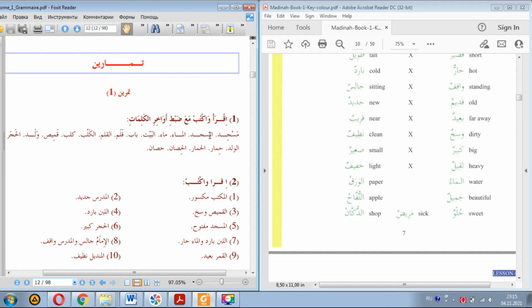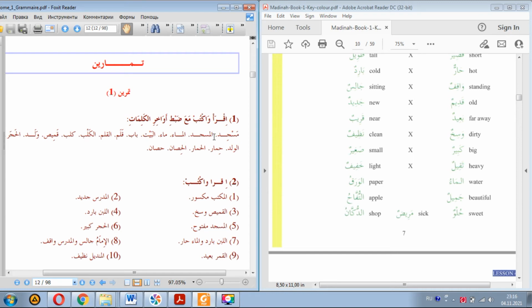And as we said, when we add this alif lam, tanween in the end is dropped. Al-masjidu, masjidun, al-masjidu. Al-ma'u, ma'un. Al-baytu, babun, qalamun. Al-qalamu, al-kalbu, kalbun. قميص، ولد، الحجر، الولد حمار الحمار الحصان حصان.